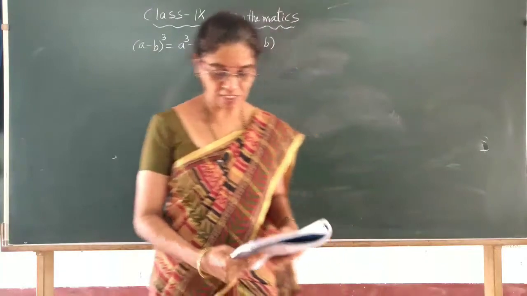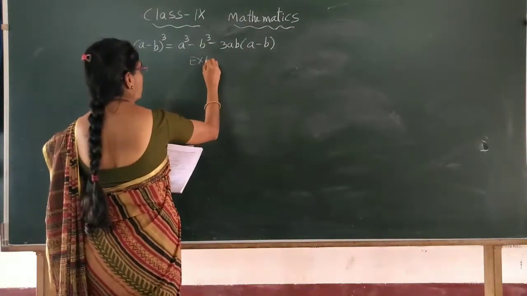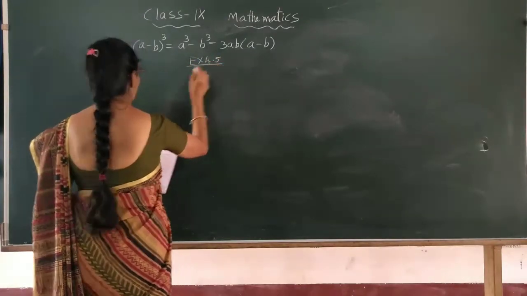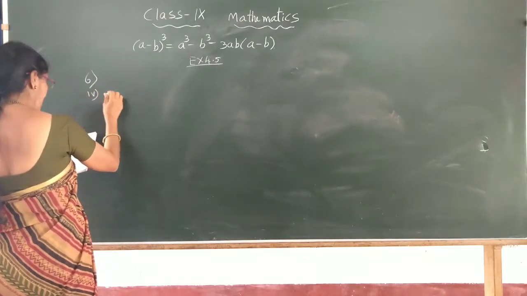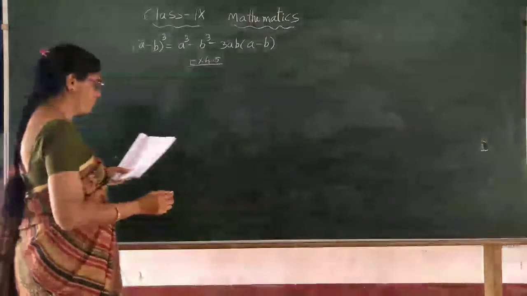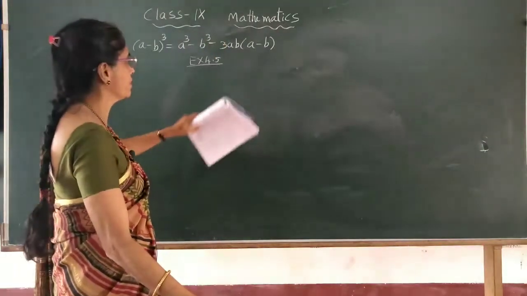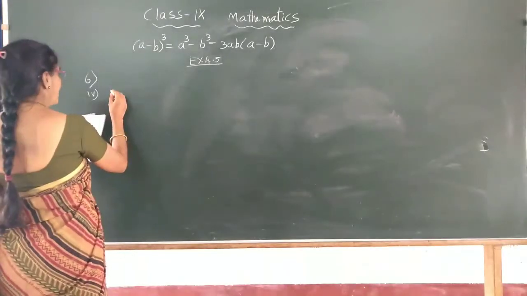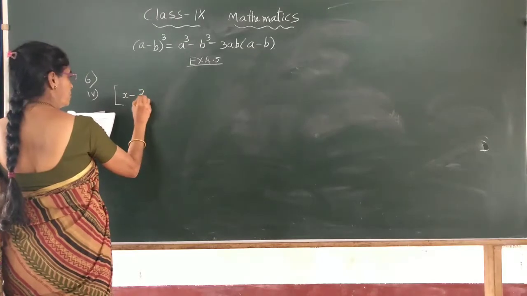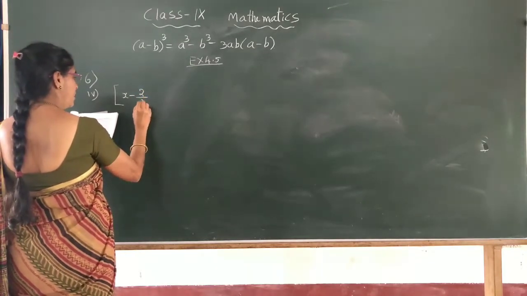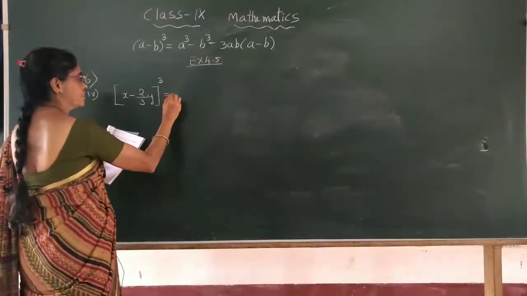So I will go through the fourth problem of exercise 4.5, the sixth main problem. Write the following cubes in the expanded form. You have to use this form, then you have to simplify. So it is (x minus 2 by 3 y) whole cube. How much is it?